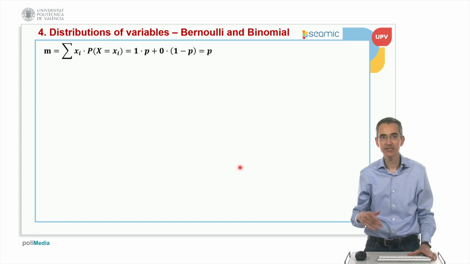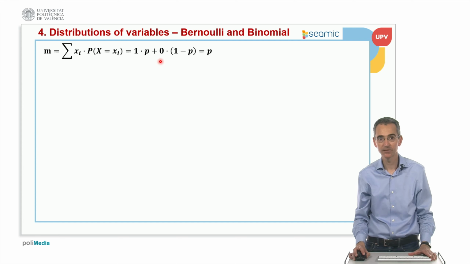Now let's think about the average of this Bernoulli distribution. For this case, we can apply the general formula for mathematical expectation for discrete distributions that I explained in a previous video. We have the sum of all possible values of x multiplied by the probability function. So we have the value 1 with a probability of p and the value 0 with a probability of 1 minus p. We end up with the average being p. So the expectation of this variable is p.